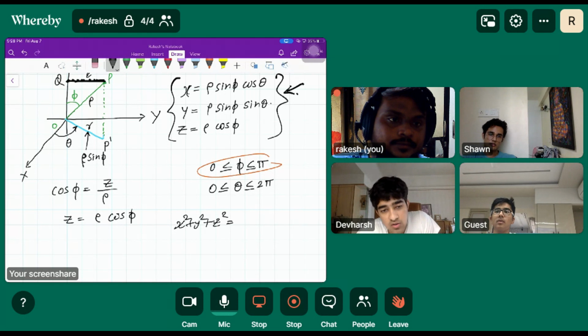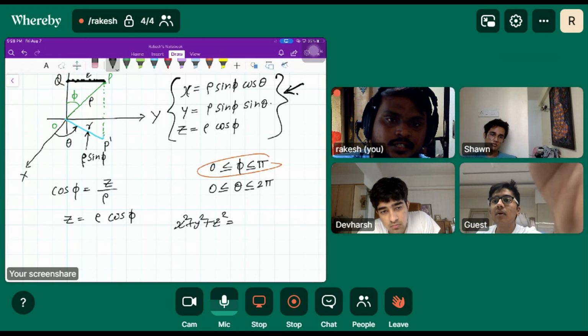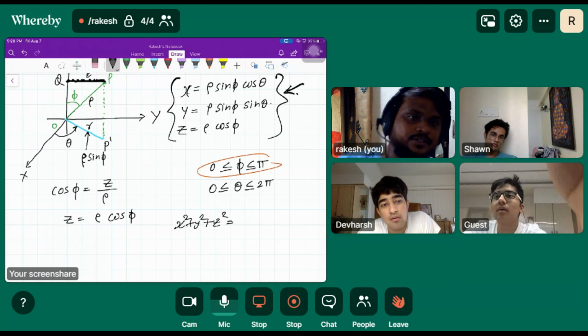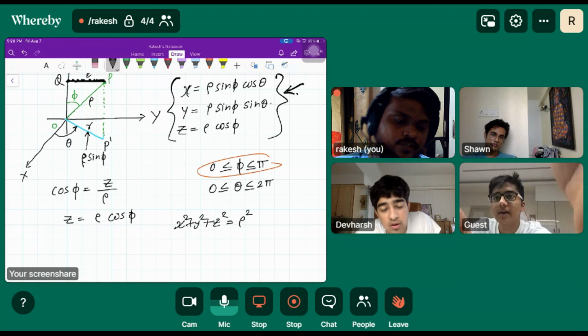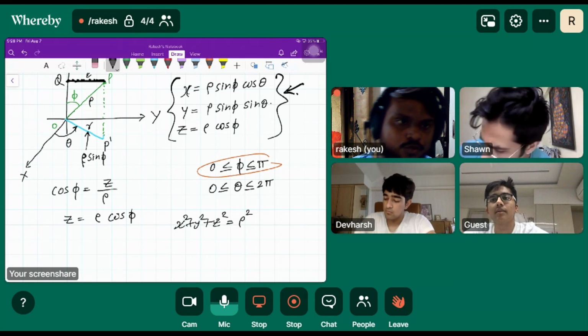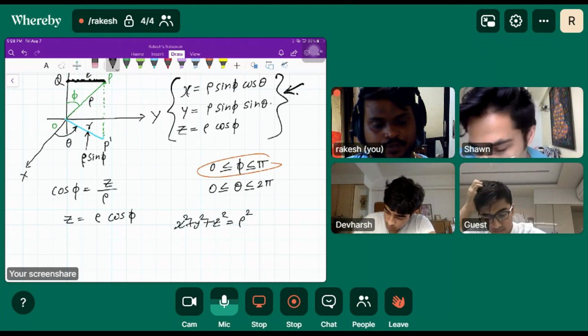What is r in this case? That's not r, r is on the xy plane. It is rho square. Rho is the radius of the sphere. So x square plus y square plus z square is rho square. This is an important equation.